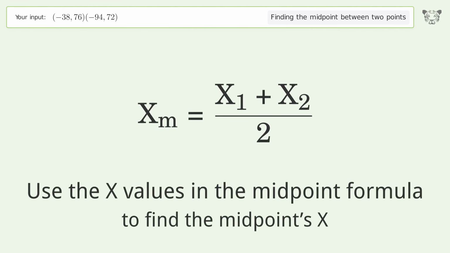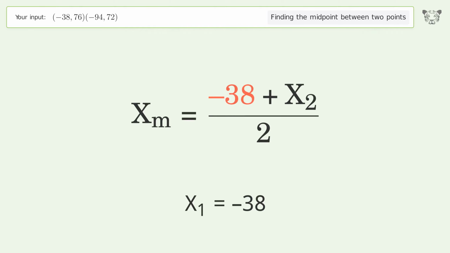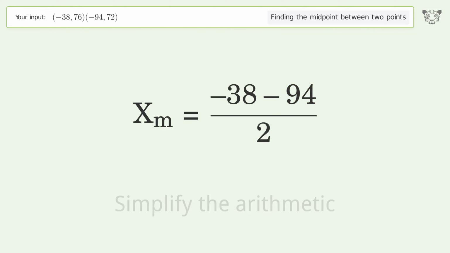Use the x values in the midpoint formula to find the midpoint's x. x1 equals negative 38. x2 equals negative 94. Simplify the arithmetic.